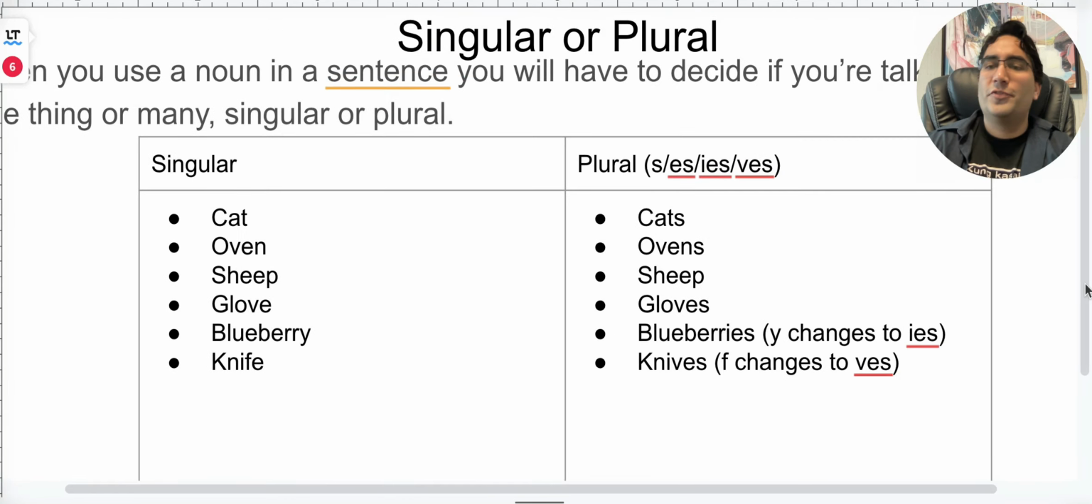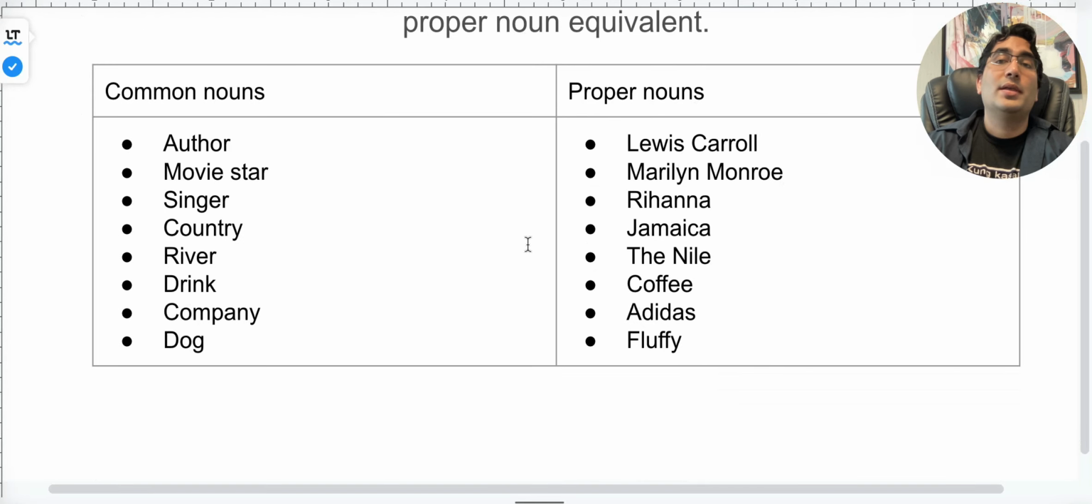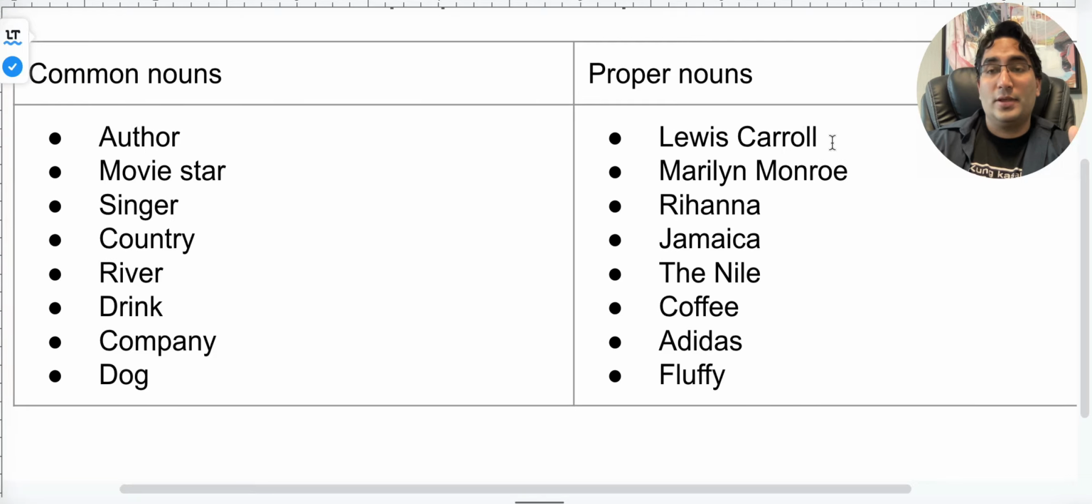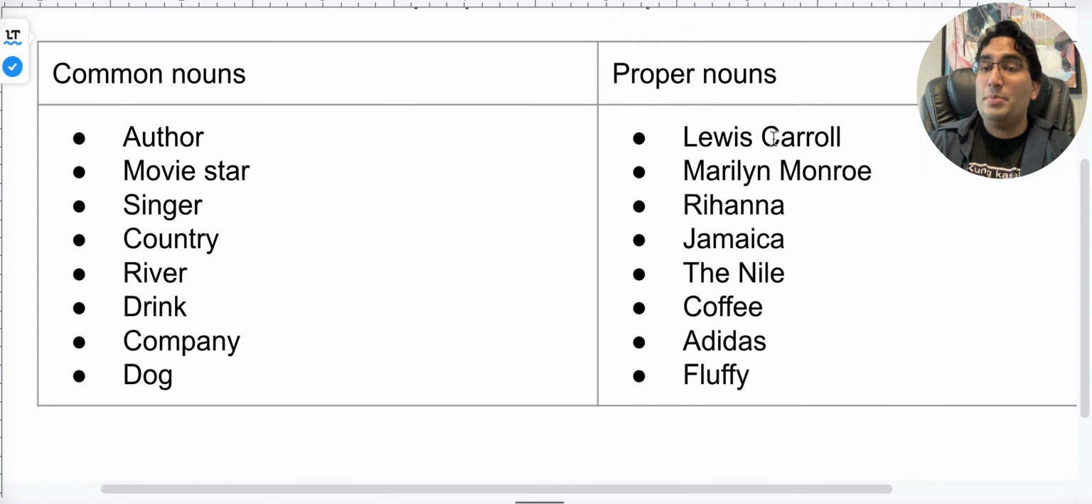Okay, let's look at our next slide and look at what the two main types of nouns are. They're called common nouns and proper nouns. Again, something that you will hear many times. Common nouns are things like titles, author, movie star, and so on. But when we say proper nouns, these are who the people would be. So an author would be Lewis Carroll. That would be the name of the author, for example. That's a proper noun. Common noun is just the title.